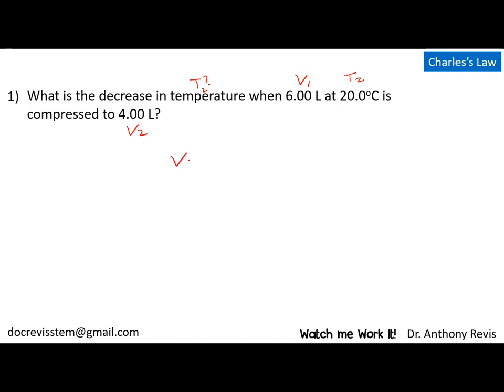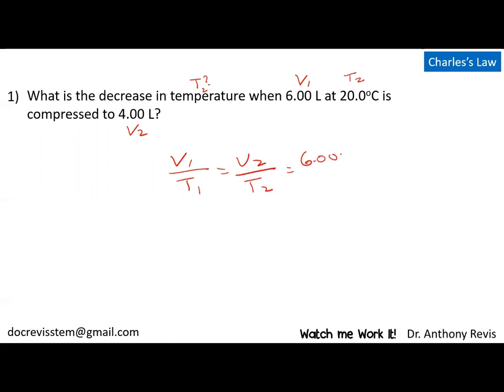So I set it up as V1 over T1. The T's always on the bottom of these equations. V2 over T2. When I see this, I simply write it all out. And I'm looking for T2. What I could do now is simply put in the values and let the calculator do the rest of the work. I really suggest that you follow this way.